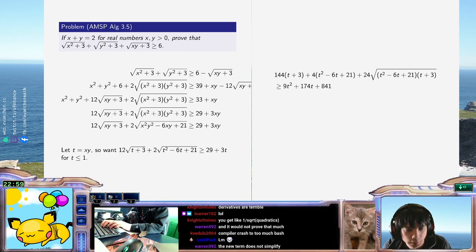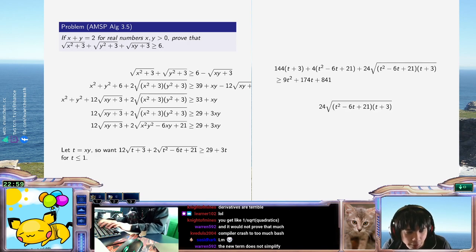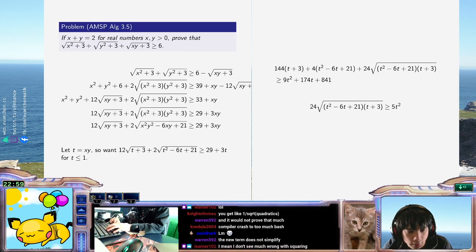Okay, let me put this in a new display. 24. Okay, and then what's the rest? So the t squared coefficient is 5t squared. The t coefficient on the left hand side is equal to 120, and we're subtracting that from 74. So that's plus 54t, and 841 minus 84 minus 432 is 325.